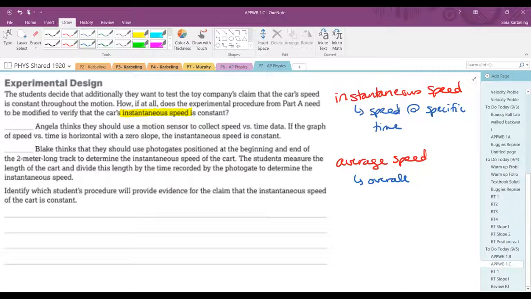Okay? Instantaneous speed is exactly how fast we're going right now. What measures that, like in your car? The speedometer, yeah.